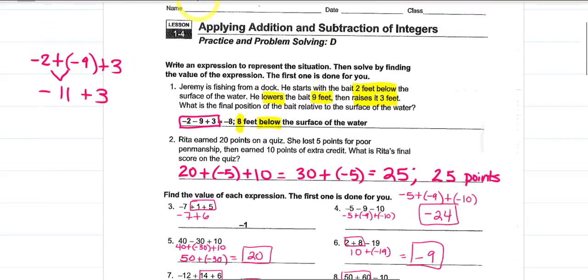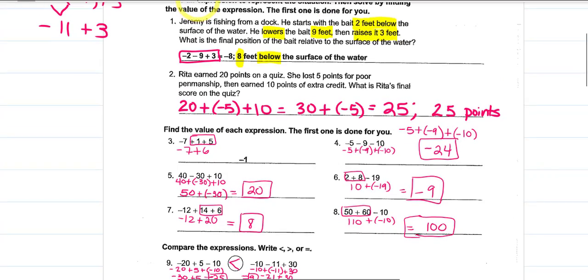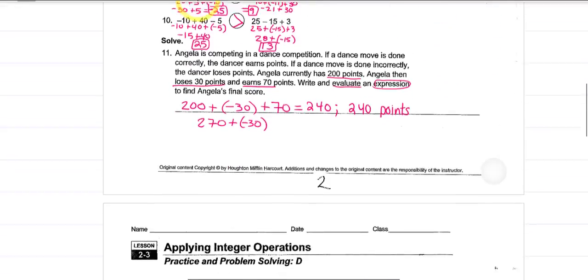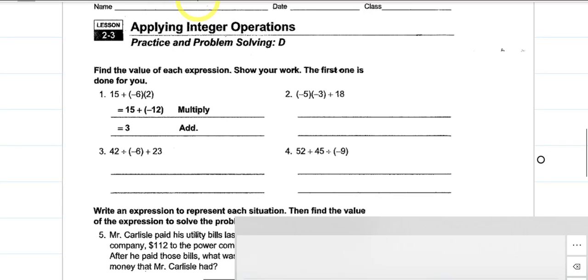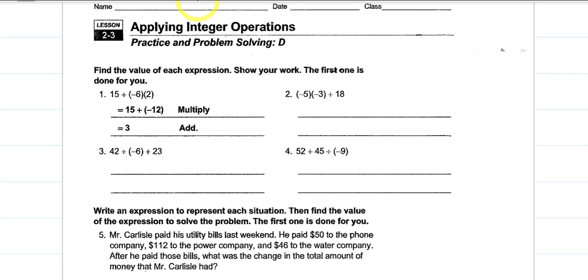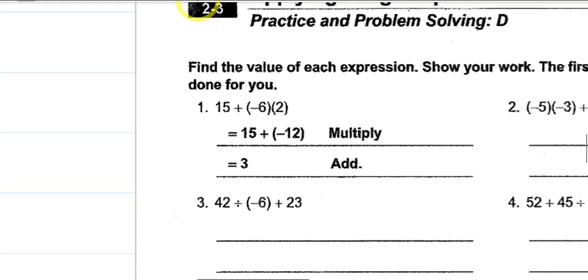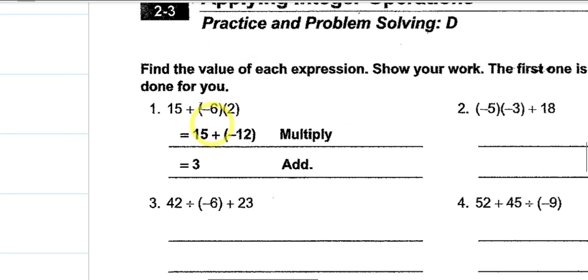So that is the 1.4 side, where we're just really practicing the addition and subtraction rules with integers. And here we have 2.3, where we're using the order of operations to solve with all of the operations. We're in a combination of operations, okay? So the first one is done for us, but I'll go over it. We're going to just find the value of the expression, show your work.